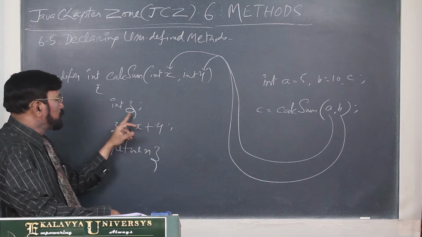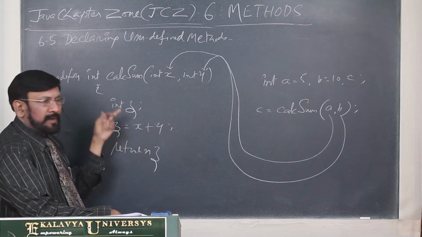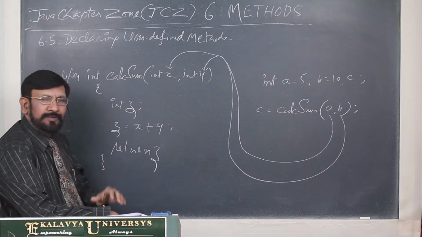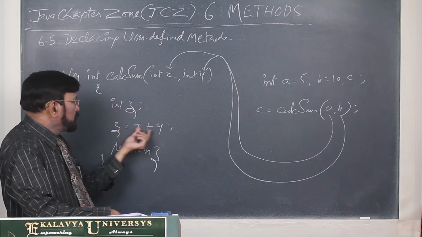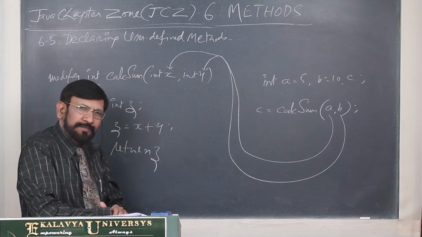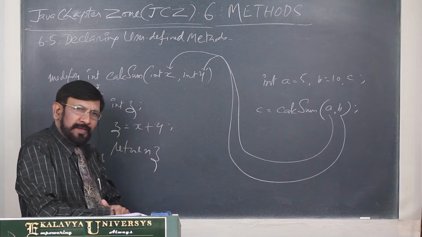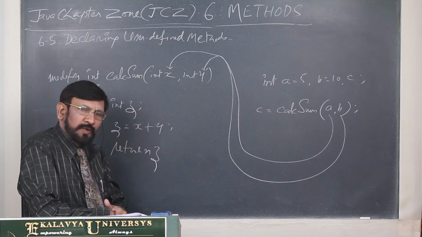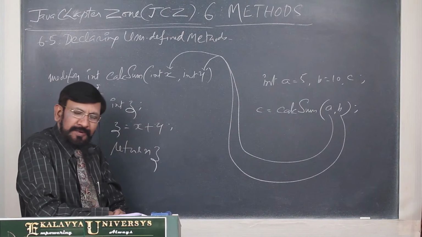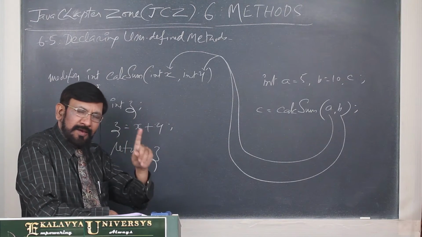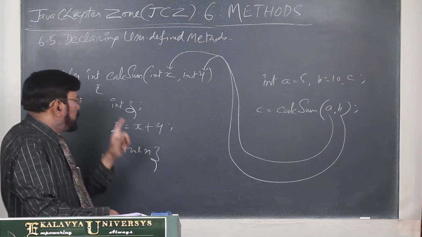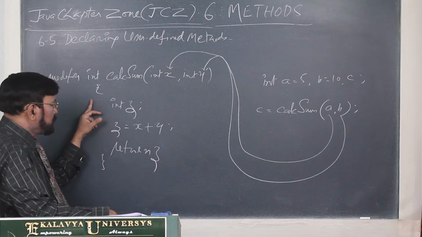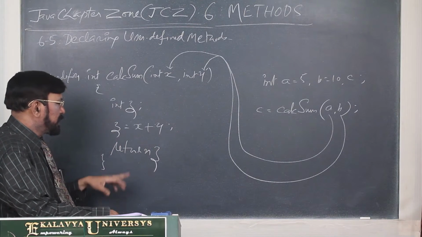Then it should be declared with the appropriate type. Now int versus int, so the result should be int. That's why we made int z. Z is equal to x plus y. This is the executable statement. Every method consists of one or more executable statements. But even if it has only one statement, this block is compulsory. It is not optional at all. So the block is compulsory, and the executable statement we have written.